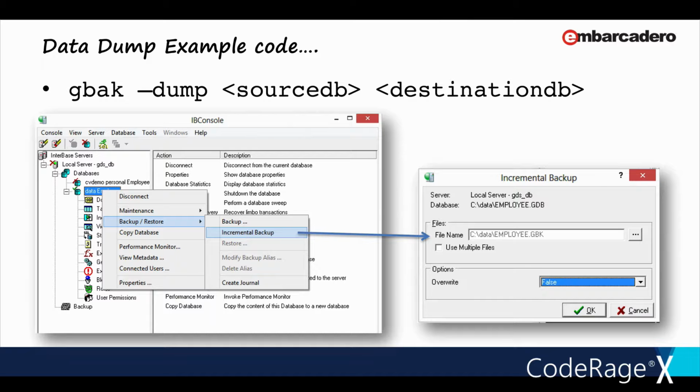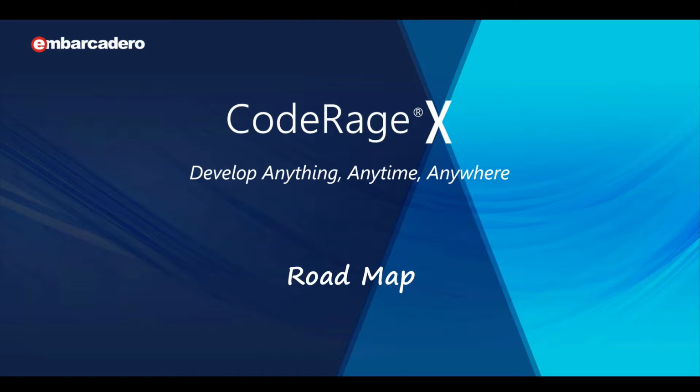Now, the incremental backup's very, very easy to use. Just from IB Console, go to backup and restore, incremental backup. There's also a command line for it, which is gbak -dump, then the source database and the destination backup file. And you can tell it if you want to overwrite the database or if you want it to provide just the incremental elements down to that dump. So that's a fair bit about InterBase.